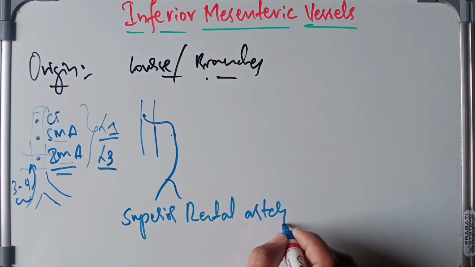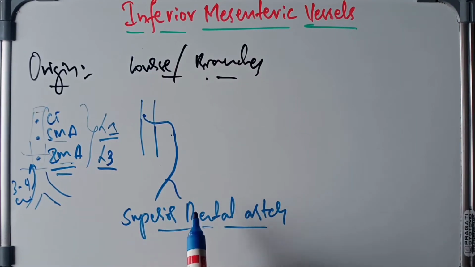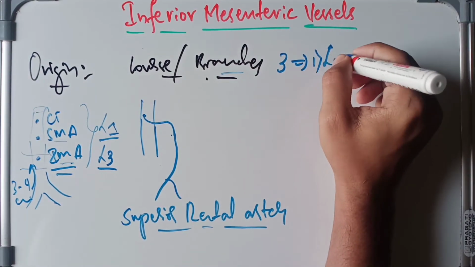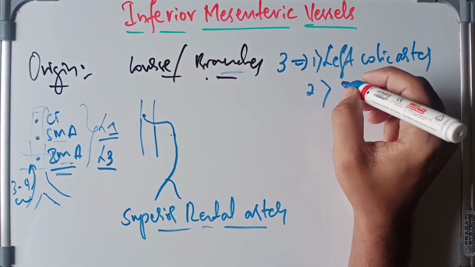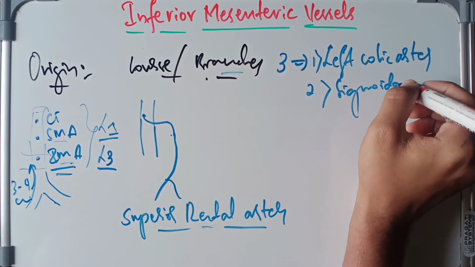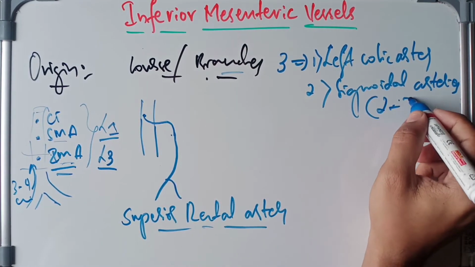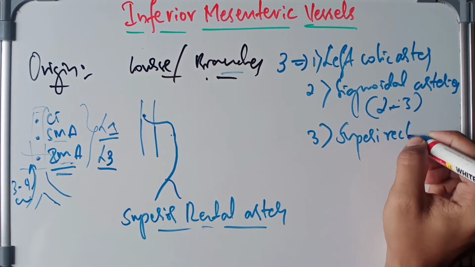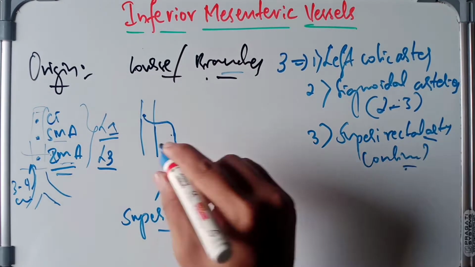So the superior rectal artery is not a branch of the inferior mesenteric artery; it will end by becoming the superior rectal artery, and also it will give rise to three branches. The first is the left colic artery, and the second branch is the sigmoidal arteries, which will be around 2 to 3 in number, and finally it becomes the superior rectal artery, which is nothing but a continuation of the inferior mesenteric artery.